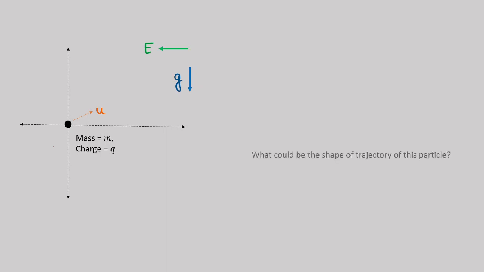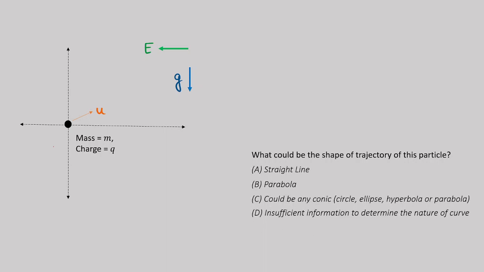A particle of mass m and charge q is projected in space with some initial velocity. Then there is a gravitational force and electrostatic force acting on it. Then the question is, what could be the shape of the trajectory of this particle? Would it be a straight line, a parabola, could it be any conic, or is there insufficient information?